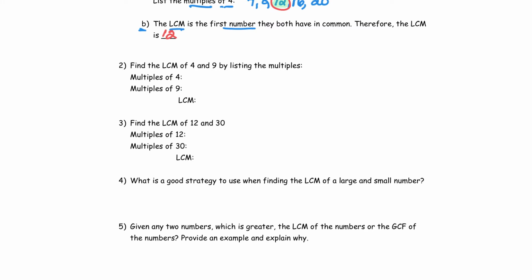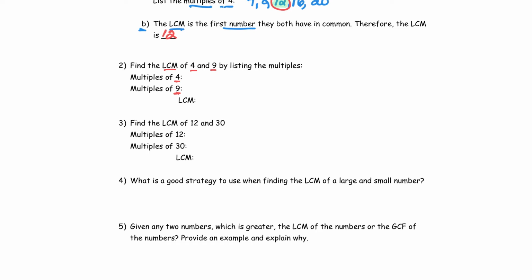Number 2 says find the LCM of 4 and 9 by listing the multiples. So what you're going to do is list the multiples of 4 and then list the multiples of 9. But I'm going to tell you a little secret, or a little trick. Ready? What I would do first is list the multiples of the larger number because it's a little less work.